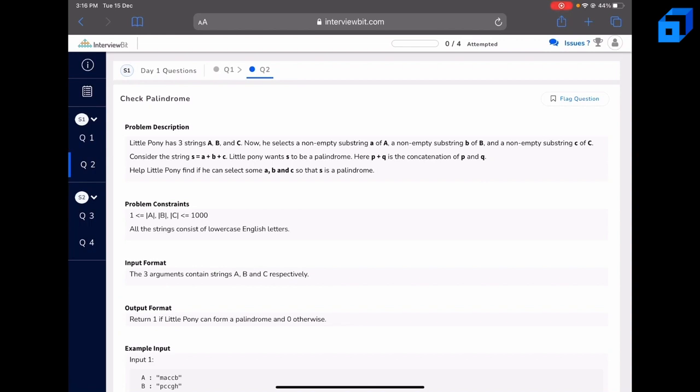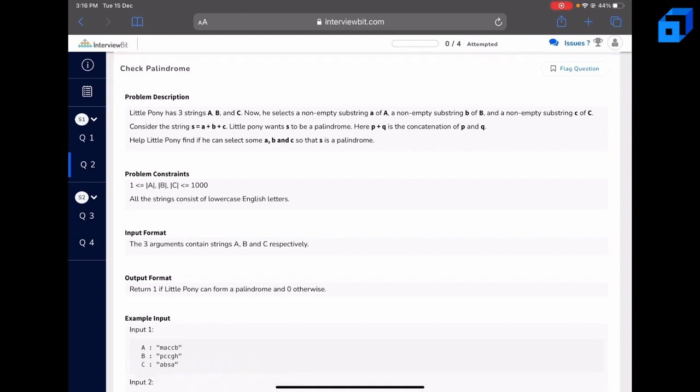Check palindrome. Little Pony has 3 strings A, B and C. Now he selects a non-empty substring A of A, a non-empty substring B of B, and a non-empty substring C of C. Consider the string S equal to A plus B plus C. Little Pony wants S to be a palindrome. Here P plus Q is the concatenation of P and Q. Help Little Pony find if we can select some A, B and C so that S is a palindrome. Their lengths are of the order 1000.